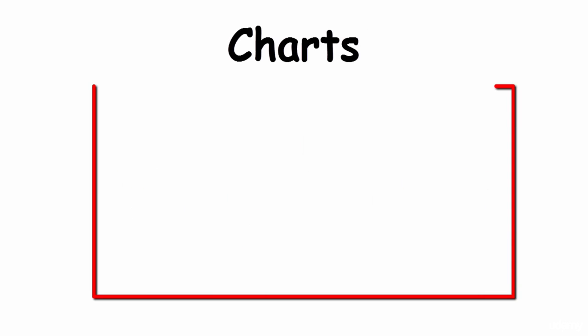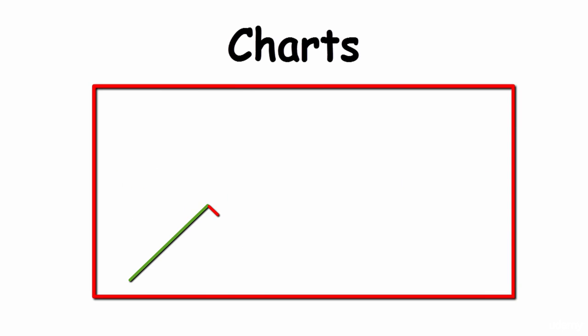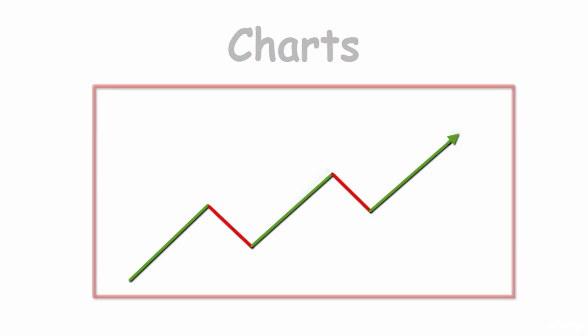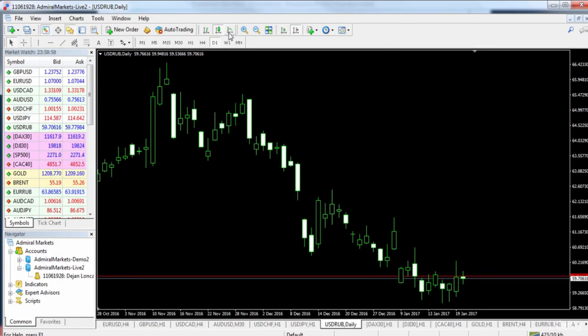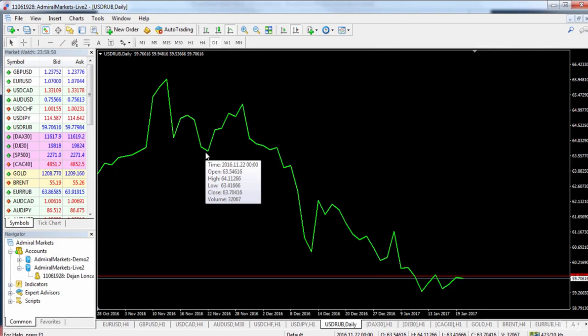Charts. Charts or graphs represent the desktop where the movement of a certain currency pair or any other financial instrument is presented. There are several different charts on the stock exchange. These are line charts, bar charts, and candlestick charts, known as Japanese candles. Now we can move on to the trading platform to show these three types of charts and point out the differences.